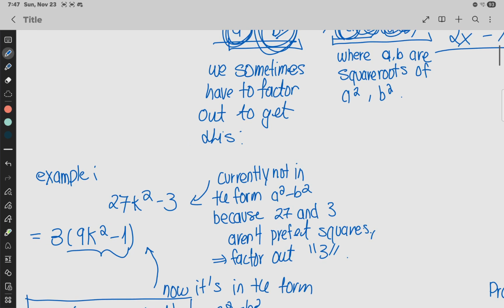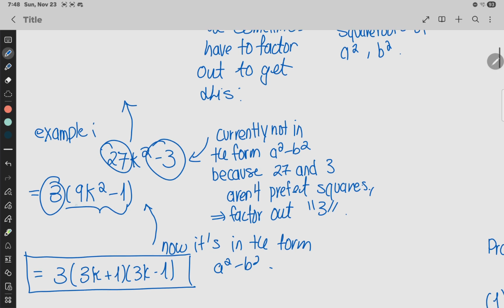Sometimes your difference of squares would not be a perfect square without factoring. So this is an example, right? 27 and 3. They're not perfect squares, but you can factor out 3 to make them perfect squares. You can factor out 3 to make it 9k squared minus 1, which are perfect squares. Which then this bracket is a difference of squares.